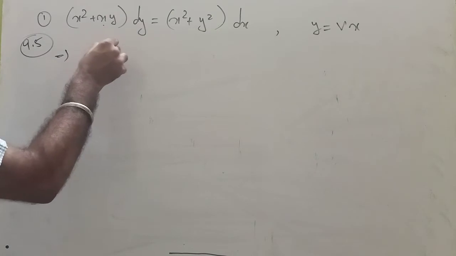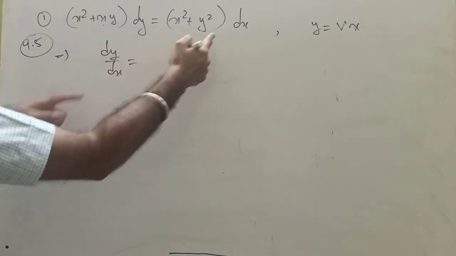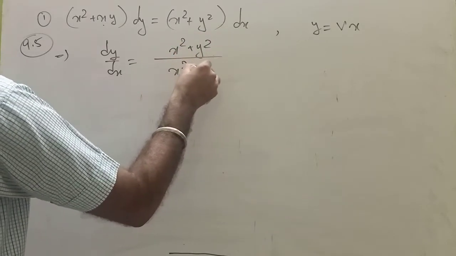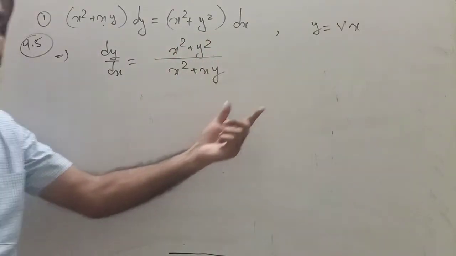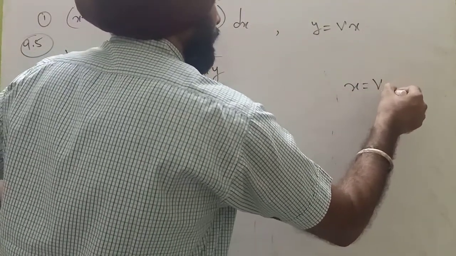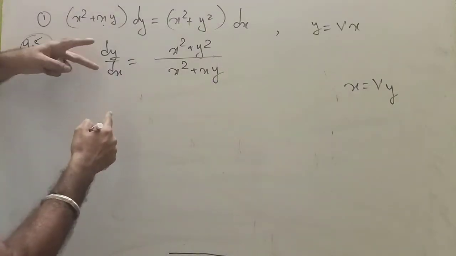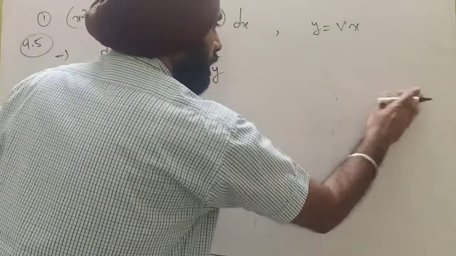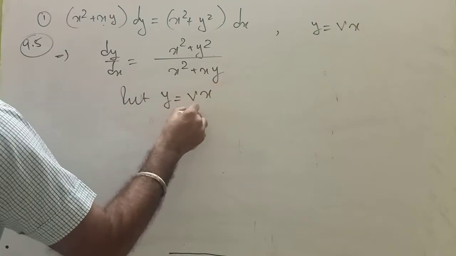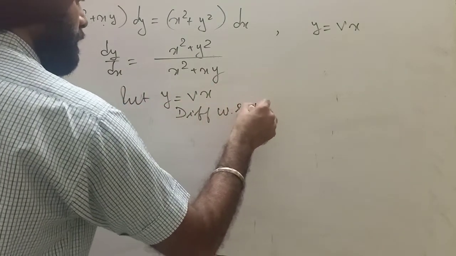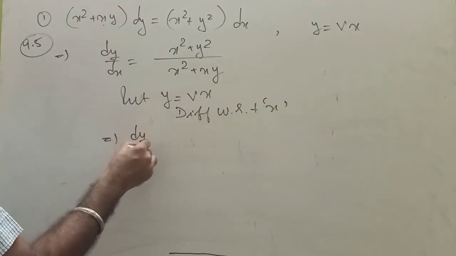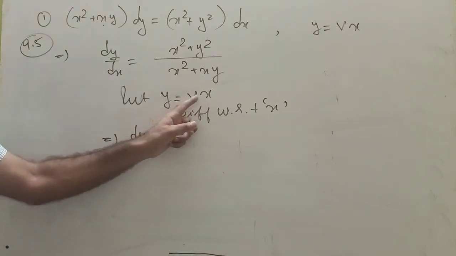For that, first of all, find what is dy by dx. Cross multiplying, (x square plus y square) over (x square plus xy). If you have to put y is equal to vx, then make this. If we have to put x is equal to vy, then make dx over dy in that question. Clear? So now put y is equal to vx, differentiate with respect to x. v is a variable, dy by dx. If v is a variable, then applying u into v.